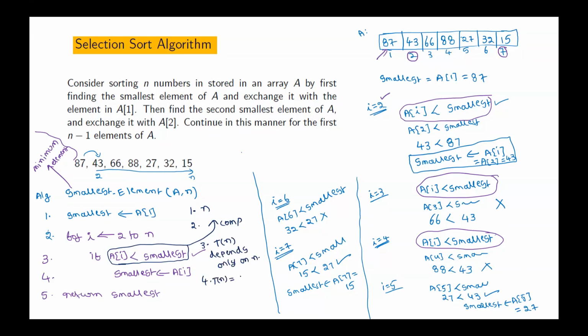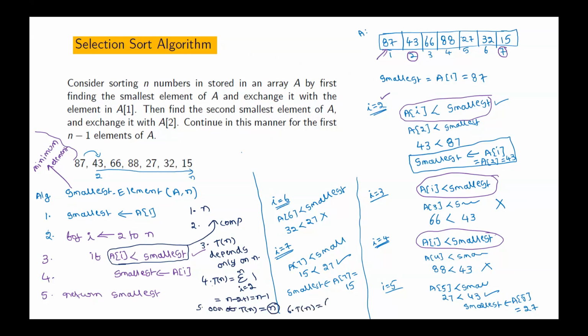T of n can be written as sigma for each value of i from 2 to n. How many times is it repeated? One time. What is this value? n minus 1 plus 2, n minus 2 plus 1, which is the same as n minus 1. What is the order of growth of T of n? It is n minus 1. What is the order of growth of this? Same as n. Now tell me what is the running time of this algorithm?